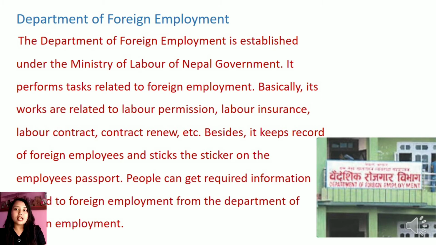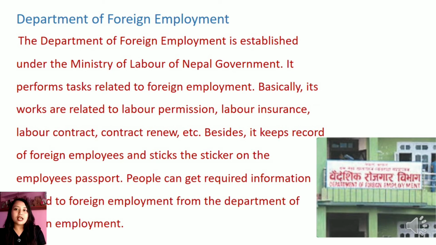So it performs tasks related to foreign employment. Basically, its work is related to labor permission, labor insurance, labor contract, contract renewal, etc. So what does it mean? Labor means mazdoor, they are the workers. Whenever you have to apply for foreign employment, you have to get the permission, that is the work permit. This labor permission means work permit. You have to get permission from the Nepal government that you are eligible to work for foreign countries. That sort of thing you need to get from the government of Nepal.